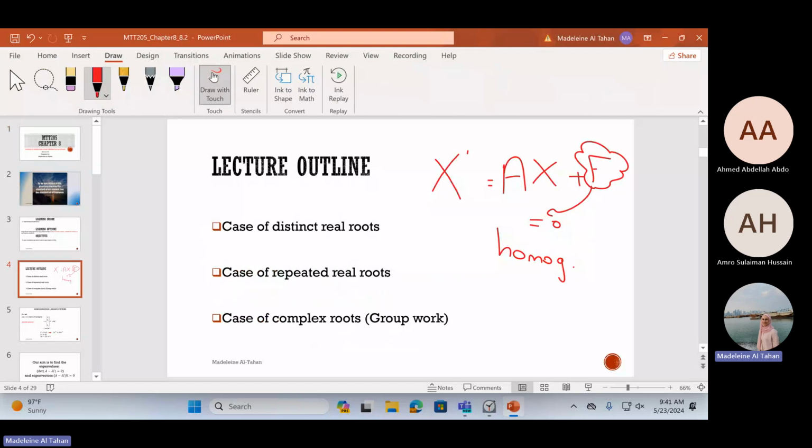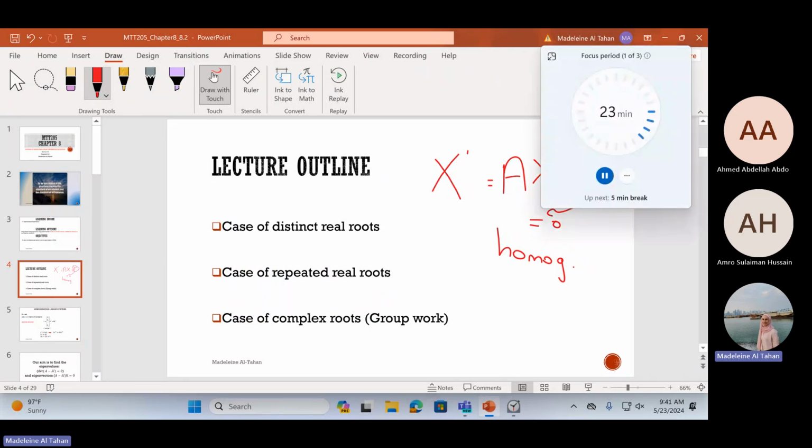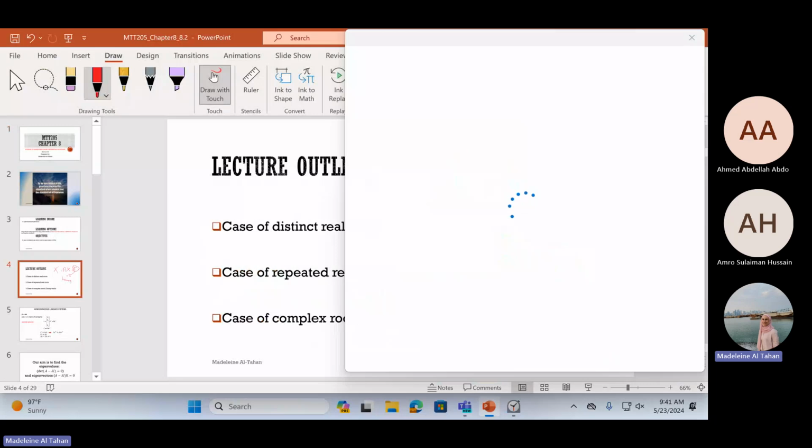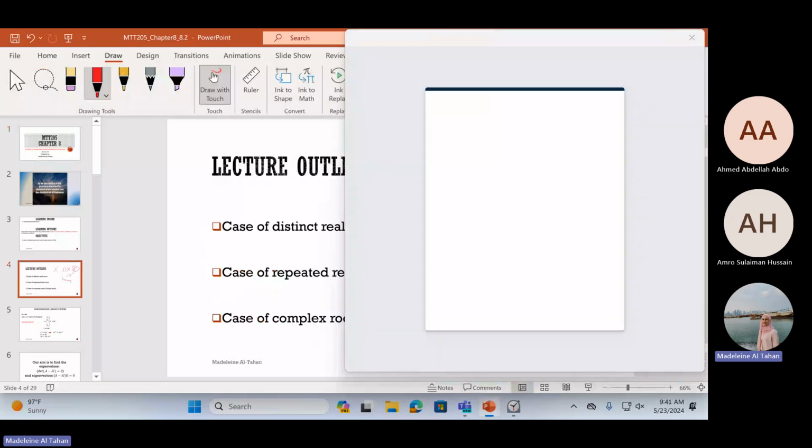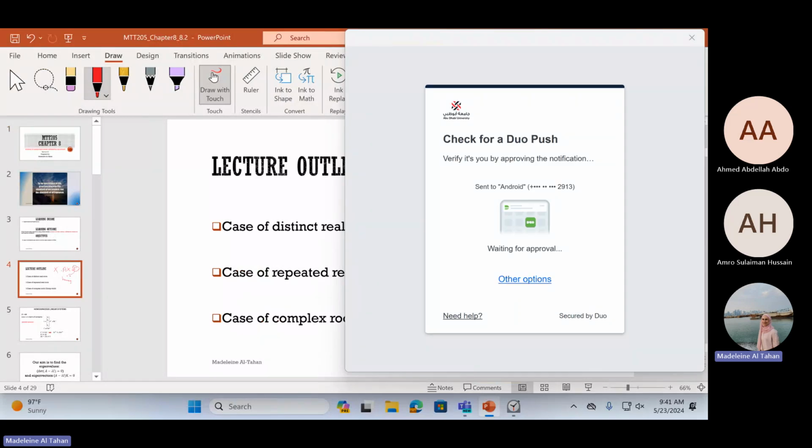If I'm telling you that e to the power t times a vector is a solution, and 2e to the power t times that vector is also a solution, for us it doesn't make sense. From one solution of a homogeneous system, every scalar multiple of it is again a solution. Which solutions do we care about? We need to cover all linearly independent solutions.